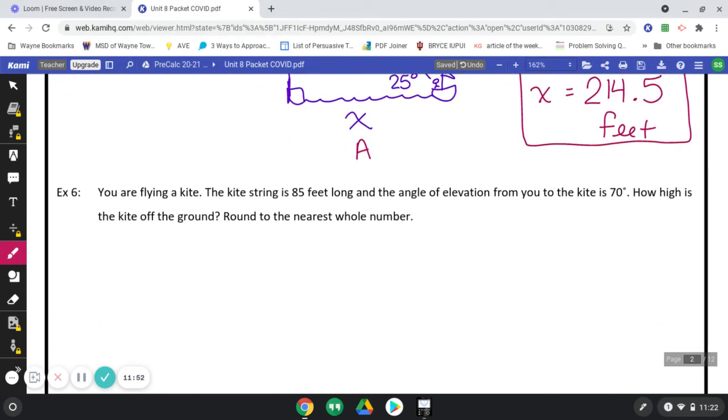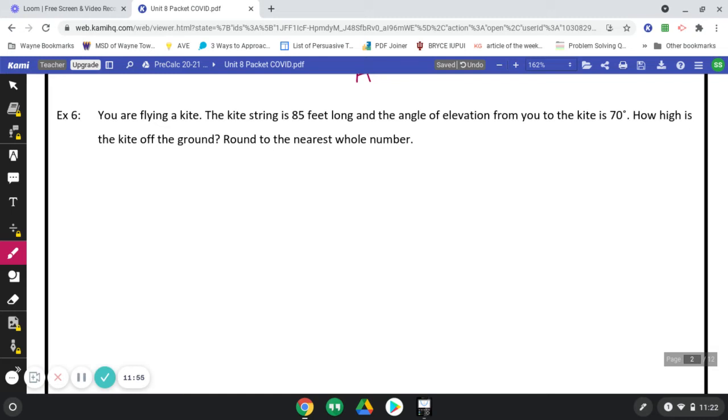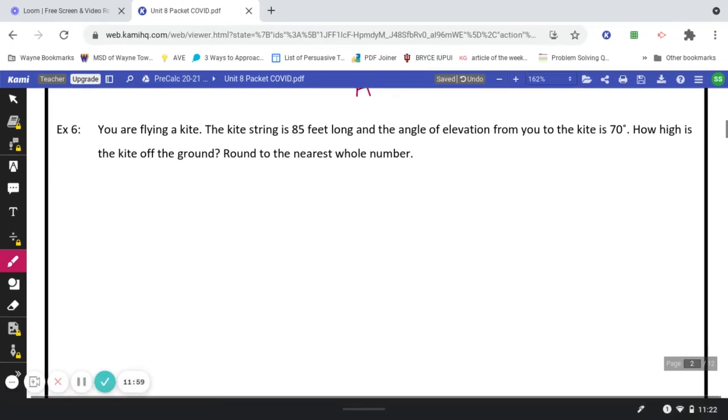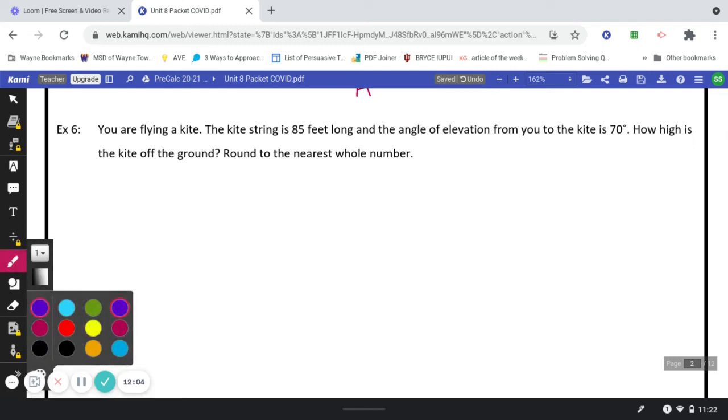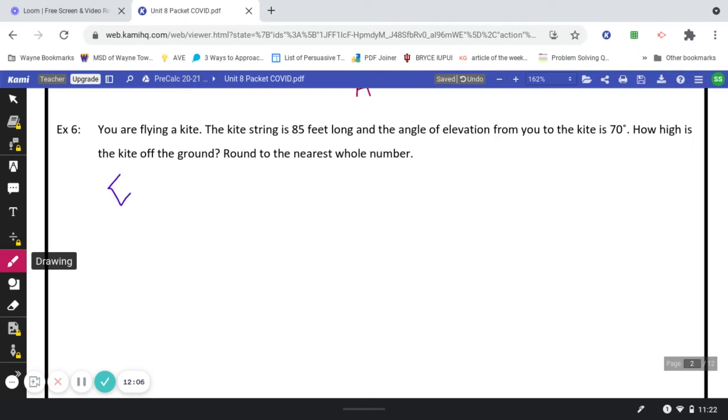All right, good. Let's look at the next one, example number 6. You are flying a kite. It's probably been a while since you've flown a kite, if you ever have. So just a reminder, a kite is up in the air like this, and the wind blows it away from you. And that's how it flies, right? So you're holding on to the string and it's kind of blowing at an angle. The kite is never directly above you. It's not like a balloon where it's floating directly above you. It's always at an angle.